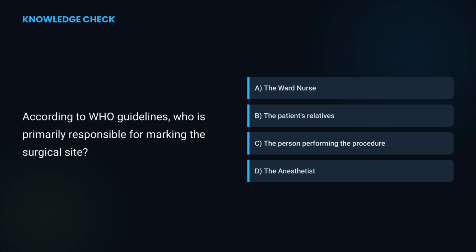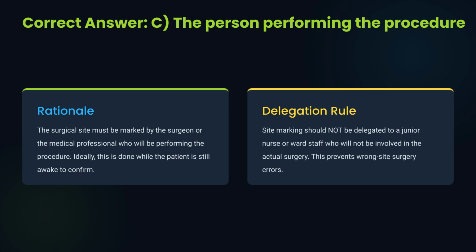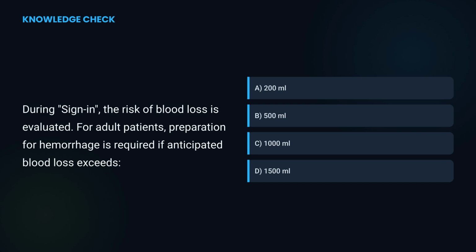According to WHO guidelines, who is primarily responsible for marking the surgical site? The correct answer is C, the person performing the procedure, typically the surgeon. Site marking should be done by the professional performing the surgery, ideally while the patient is awake. During sign-in, the risk of blood loss is evaluated.